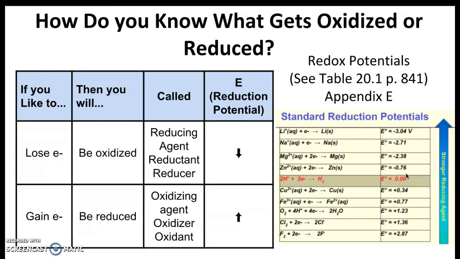All right, let's do a quick CFU to see if we understand what these terms mean: reducing agent, reductant, reducer. Remember, reducing agents will get oxidized, and oxidizing agents get reduced. So they kind of do the opposite. You may need to use either flashcards or find some way of memorizing that.